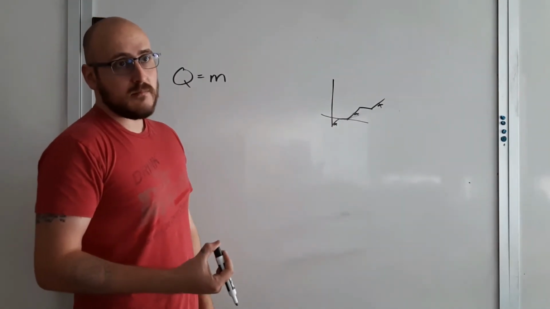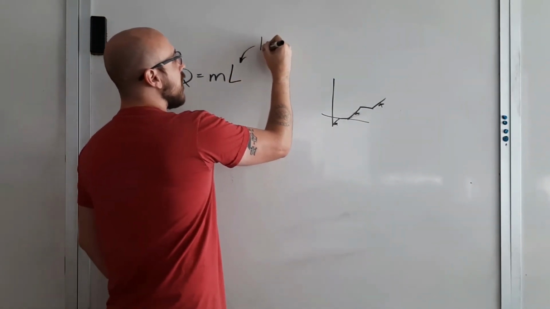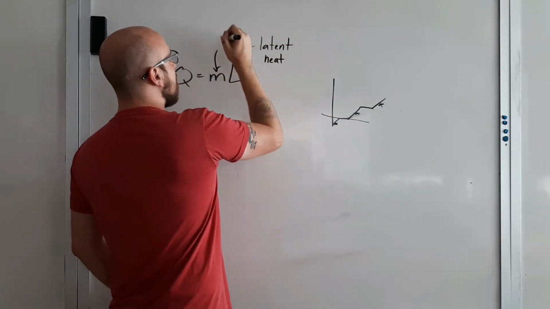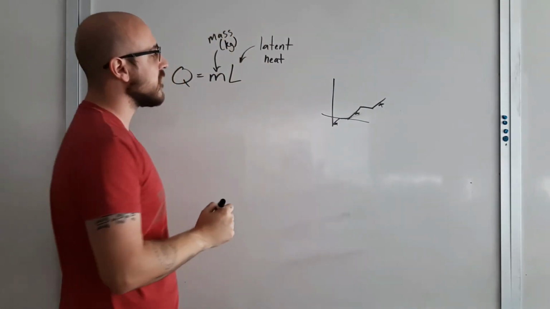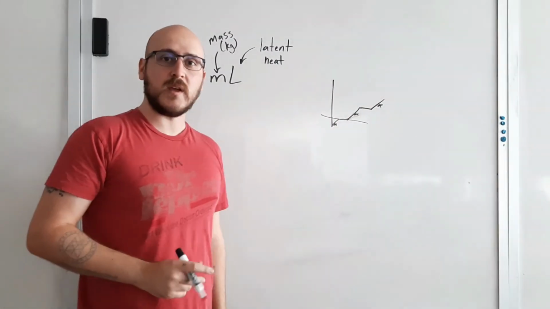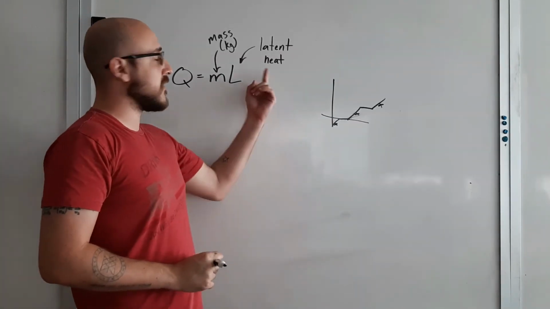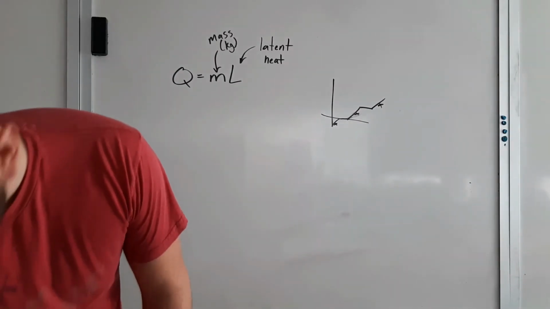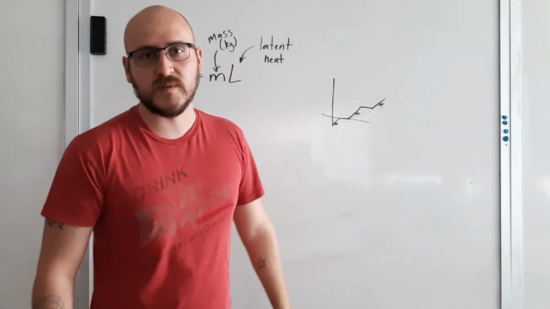So specific latent heat, we've got an L in there now. We're going to use an L for that symbol. Latent heat is a constant for any particular material, and it's specifically a constant while it is going from a solid to a liquid or a liquid to a gas. If you're going from a solid to a liquid, they call it the latent heat of fusion. And when it's going from a liquid to a gas, they call it latent heat of vaporization instead.